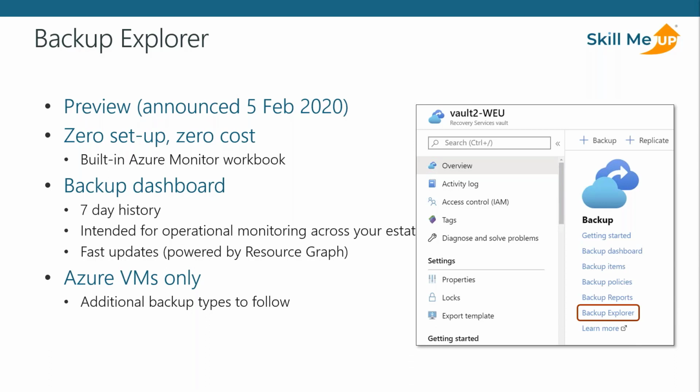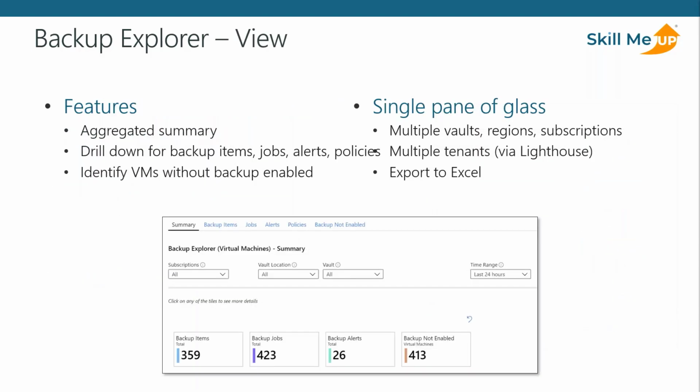But they do say it's in preview, and they hope to add other types in future. This is an example of the view. You can see your jobs, and then there's some tabs here. You can see backup items, jobs, alerts that you can drill into for more detail. We'll look at a demo in a moment. So this just lets you understand how your backups are doing, and gives you a single pane of glass.